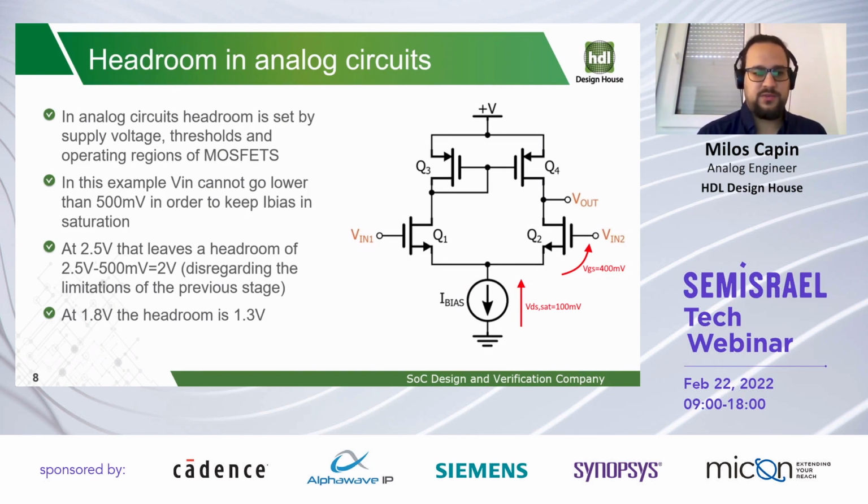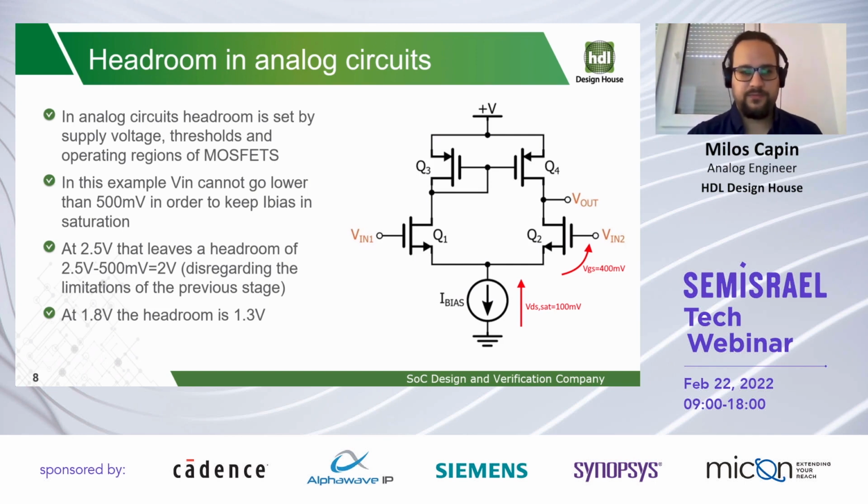In analog circuits, headroom is set by supply voltage, thresholds, and operating regions of MOSFETs. What is headroom? Headroom is the actual room for the analog signal in which it can swing. Our analog signals cannot really swing from ground to supply voltage. For example, if we have a 2.5 volt power supply, we cannot have analog signals using the whole 2.5 volts. In some cases, yes, but usually we cannot.